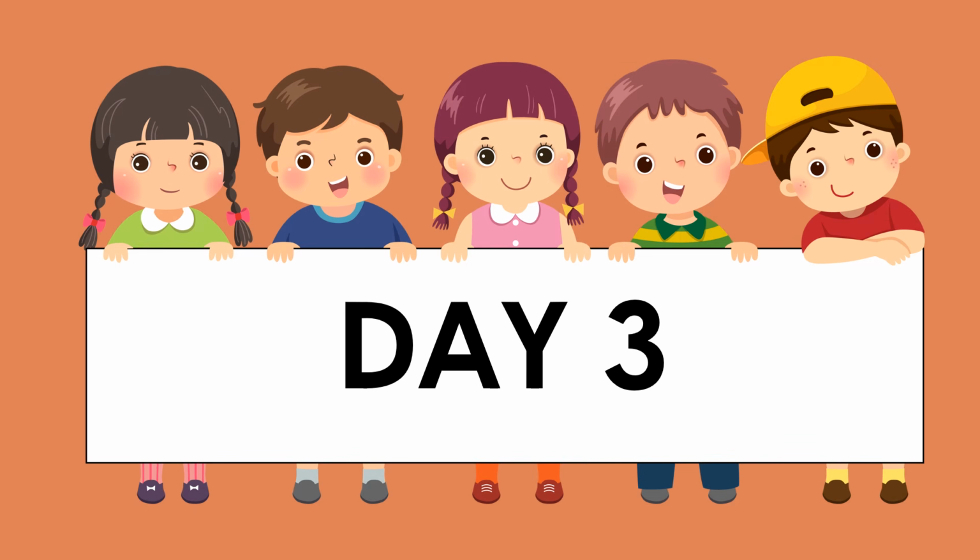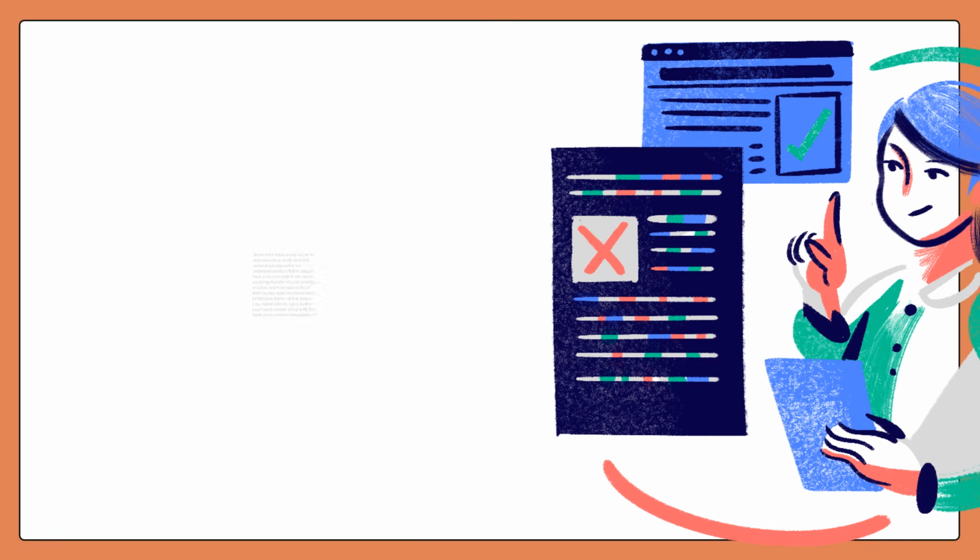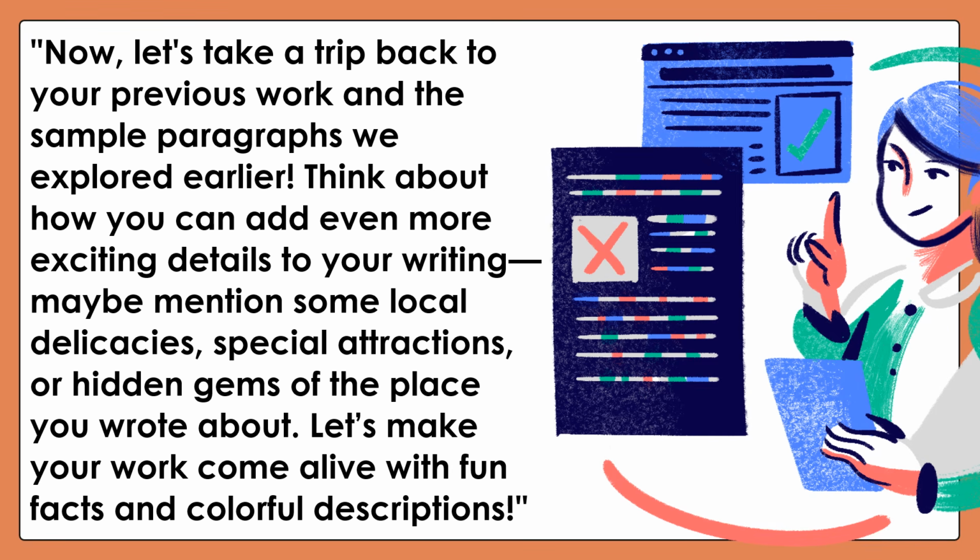Day 3. Now, let's take a trip back to your previous work and sample paragraphs we explored earlier. Think about how you can add even more exciting details to your writing. Maybe mention some local delicacies, special attractions, or hidden gems of the place you wrote about. Let's make your work come alive with fun facts and colorful descriptions.